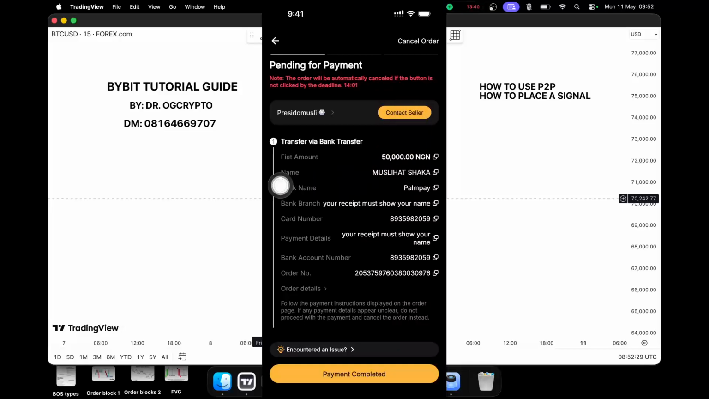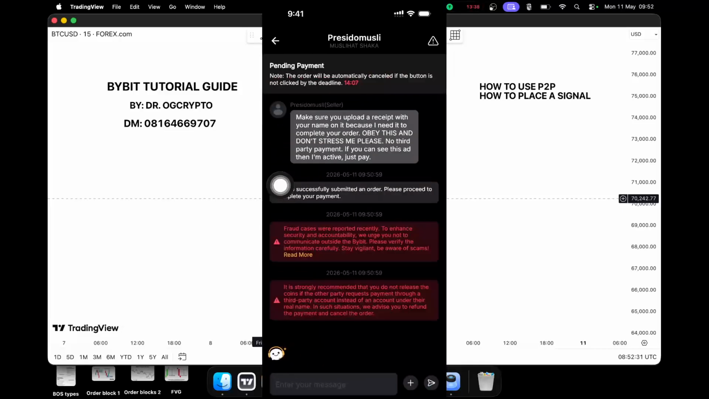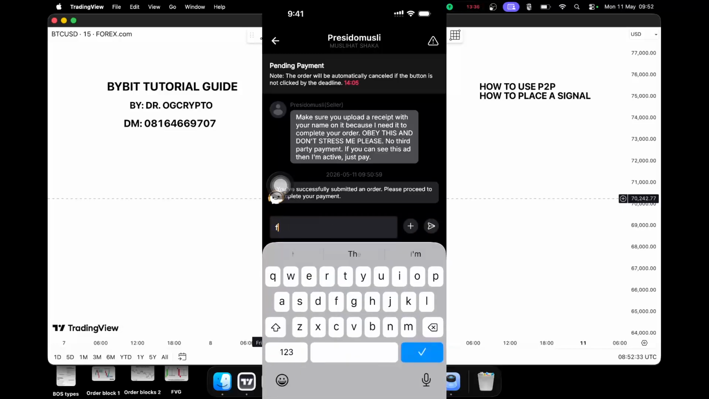If I want to contact the seller, just click on contact the seller, then you can send a message to that person. You understand? The person has sent a message to you as well. He said, make sure you upload the receipt with your name on it because I need you to complete your order. Obey this and don't stress me.